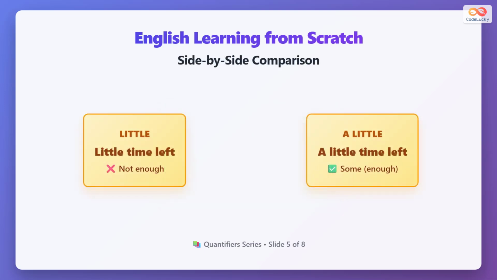Compare these sentences. Little time left means not enough time. A little time left means some time remains. The article a changes the meaning completely. Little is negative. A little is positive.